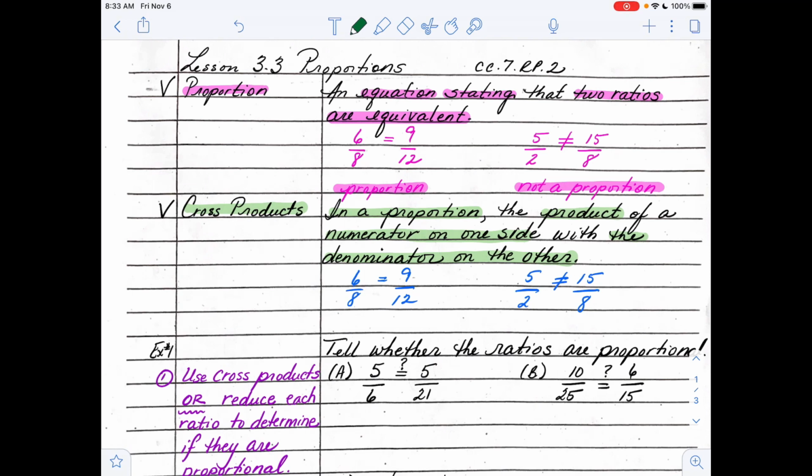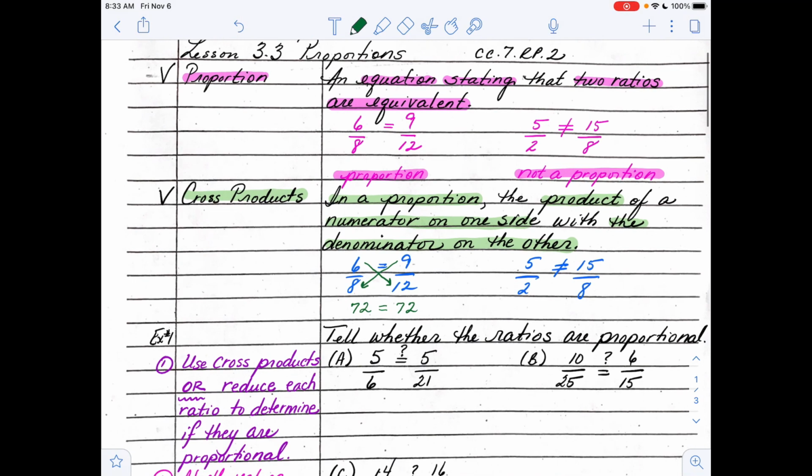If I do 9 times 8, that's a cross product, and again, it doesn't matter which diagonal you do first, that's 72. When I multiply the other diagonal, 6 times 12, that is also 72. So if those cross products are equal, that says for sure it's a proportion. Now look at this other one. If I do 5 times 8, that gives me 40. When I do the other diagonal, 15 times 2, that's 30. And 40 is definitely not equal to 30.